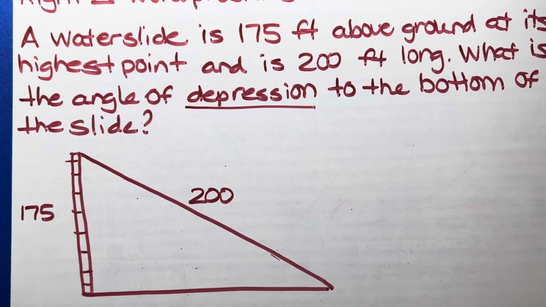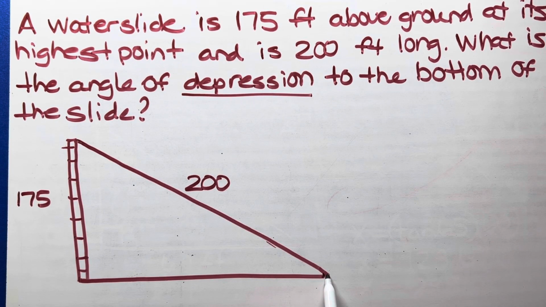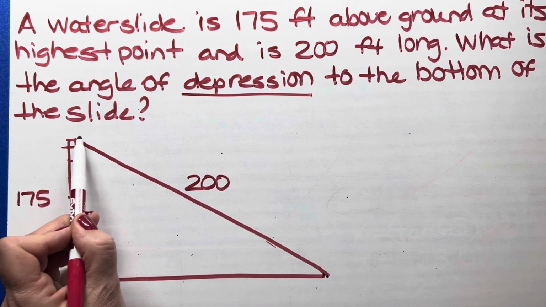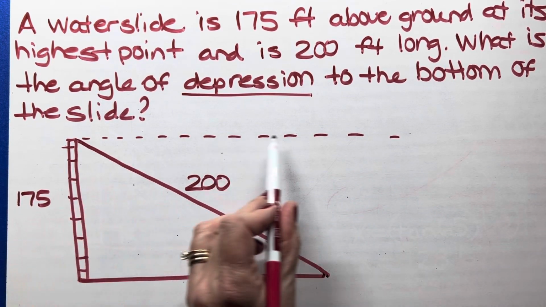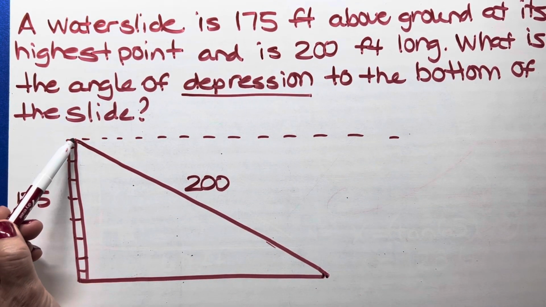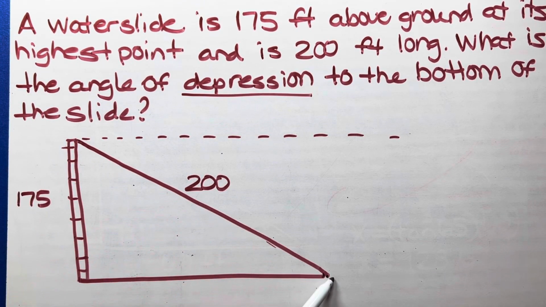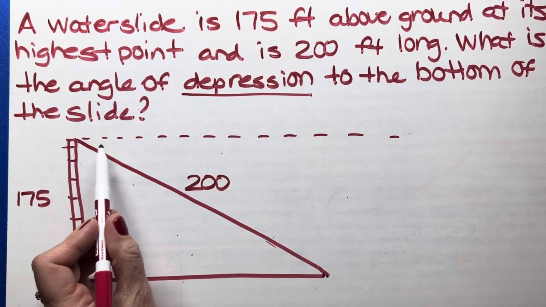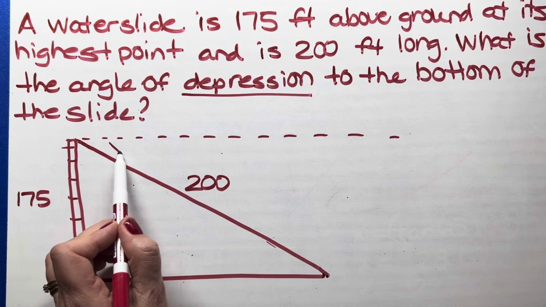So it asks you to find the angle of depression to the bottom of the slide. So the angle that we are trying to find, I'm going to actually draw something else in. So I'm going to make another parallel line here. So we're now standing up here. We're not on the ground yet. We're up here and we are looking down and we have like our line of sight. So the angle that we are seeing from where we stand is this.